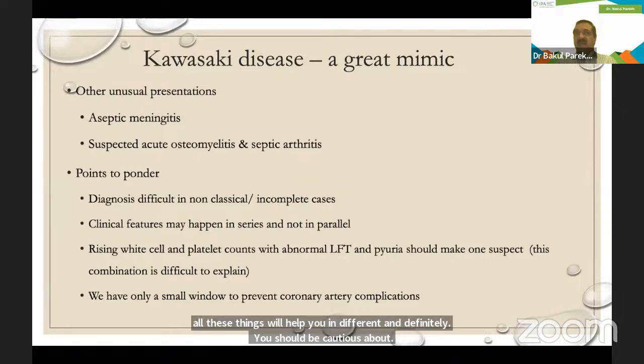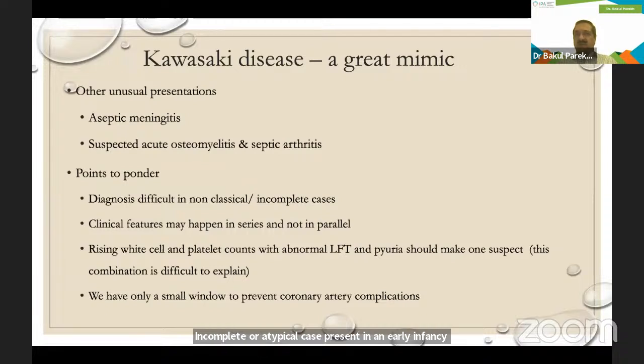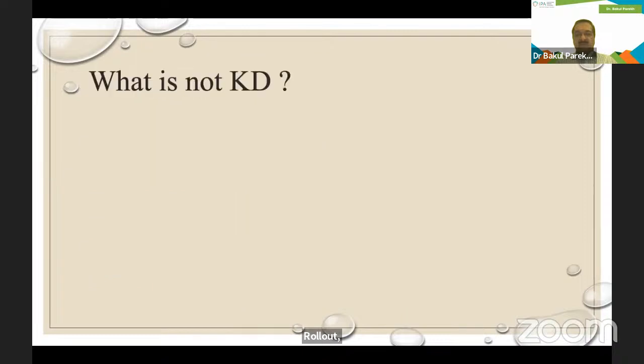especially in early infancy, a 6-month-old child or below. If he has fever without focus for more than 5 days, and you cannot satisfy the diagnostic criteria of Kawasaki, still you should do a 2D echo and color Doppler to look at the coronary artery Z score and rule out coronary aneurysm. Otherwise, you can end up in big trouble.